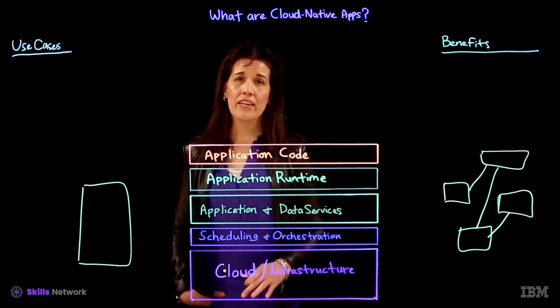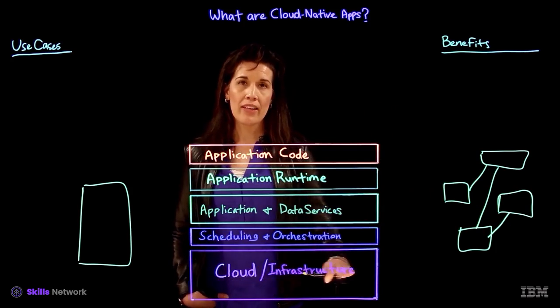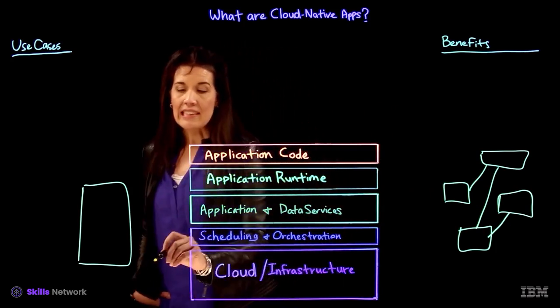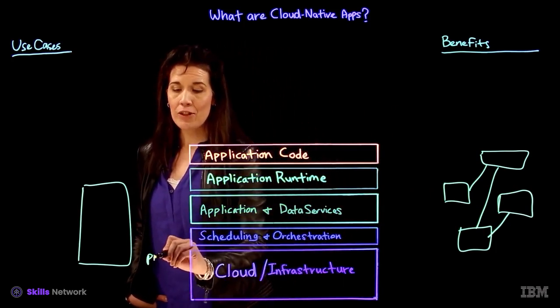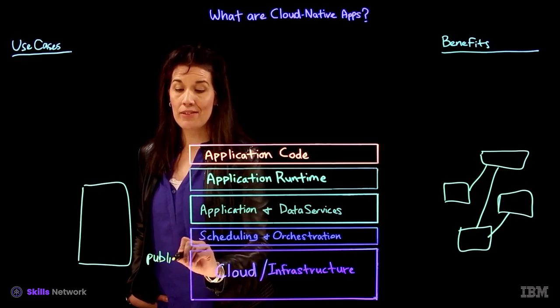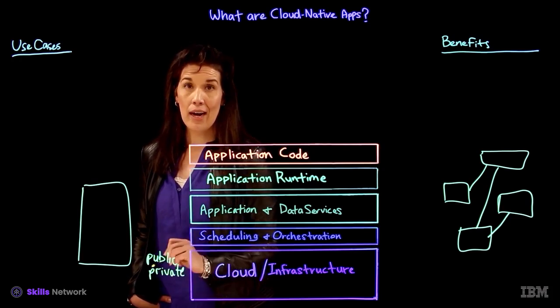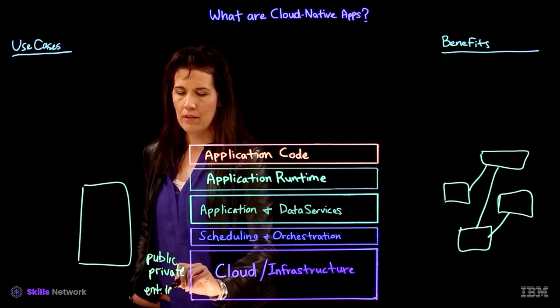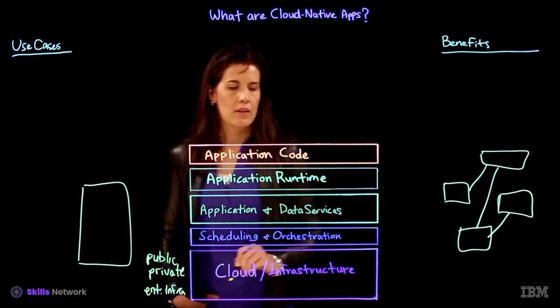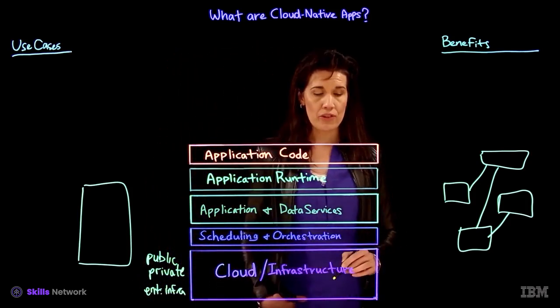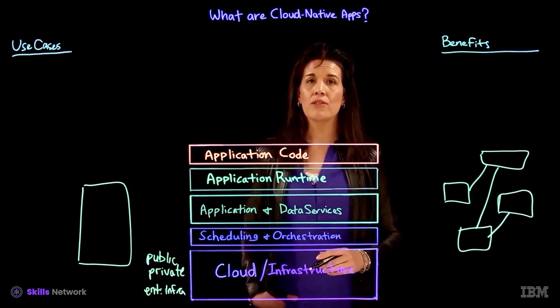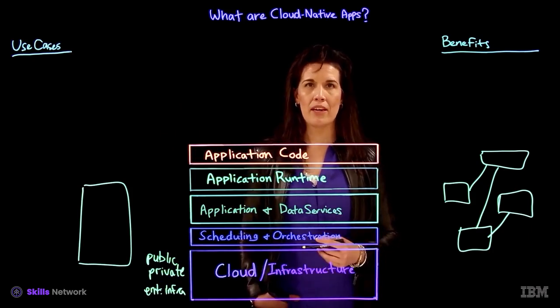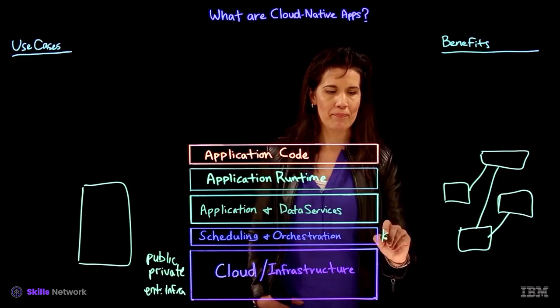If we take a look at this diagram here, we see we have cloud infrastructure. This is your private, your public, and your enterprise infrastructure. Cloud-native apps apply to hybrid and multi-cloud situations. We also have our scheduling and orchestration layer. This layer is all about control planes like our Kubernetes.